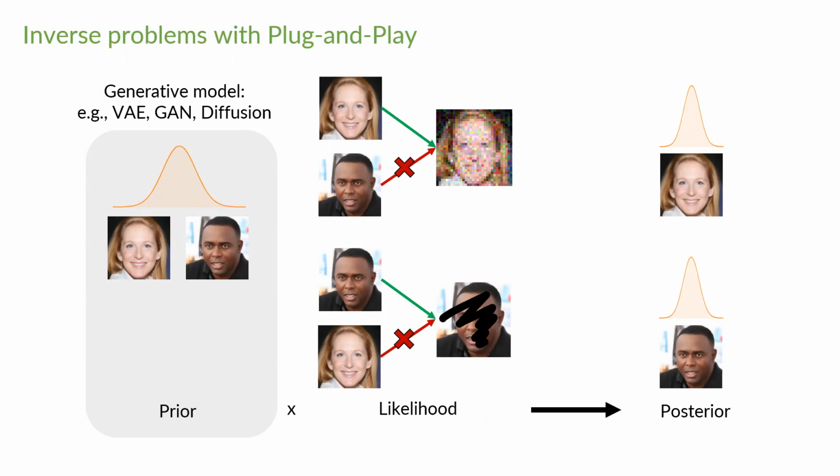So people have been using these types of ideas in generative modeling. For example, people have used variational autoencoders or generative adversarial networks to serve as priors.